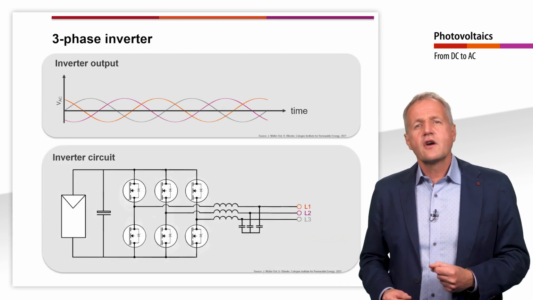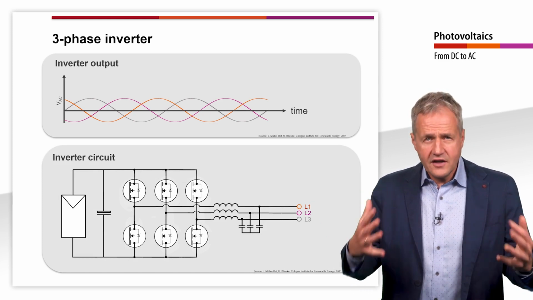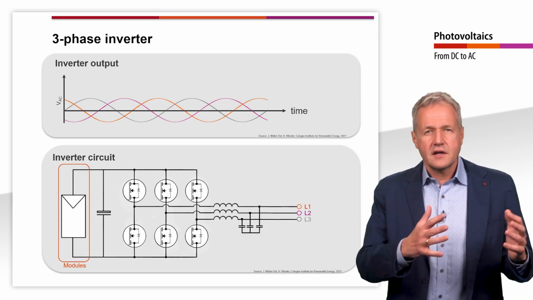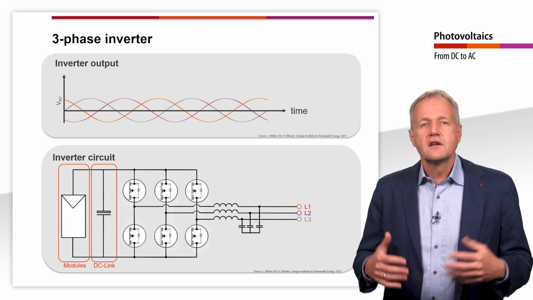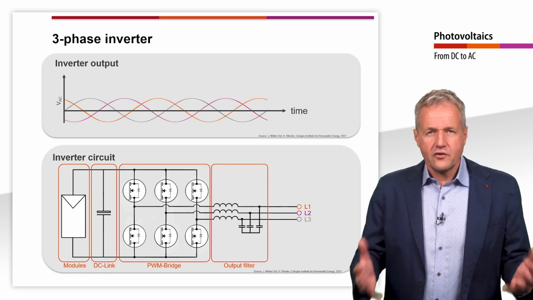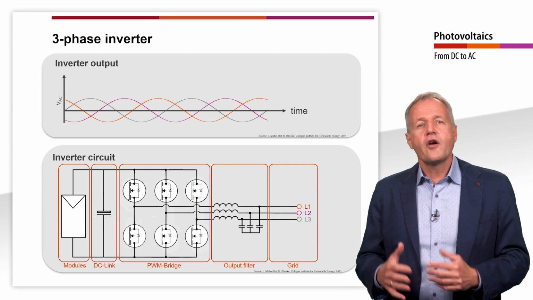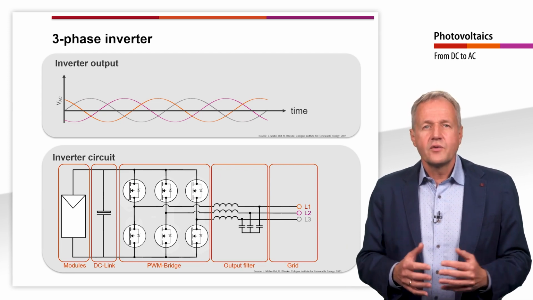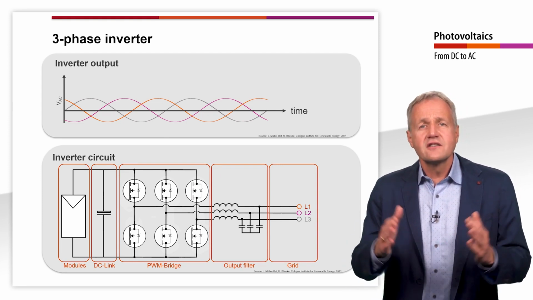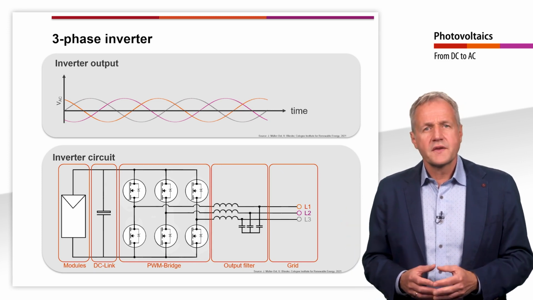The bridge circuit of a three-phase inverter is very similar to that of a single-phase inverter. We have the solar generator, a capacitor for intermediate storage, a bridge circuit, filter, and the grid connection. In the PWM bridge, 6 instead of 4 switches are used. With these 6 switches, 3 sine wave alternating current signals are generated by a sophisticated switching rhythm.